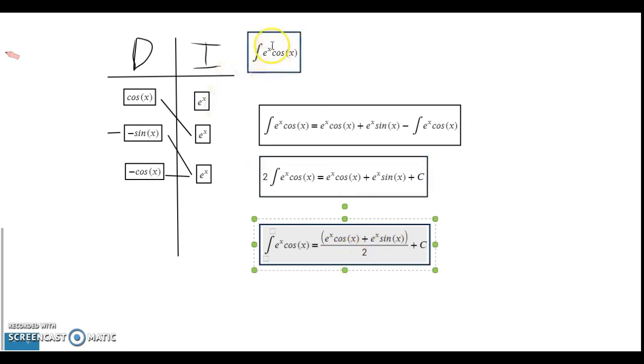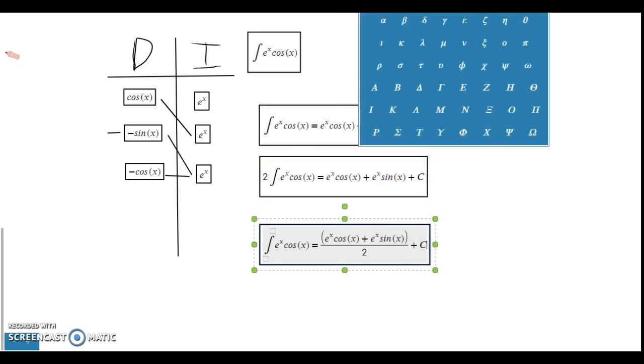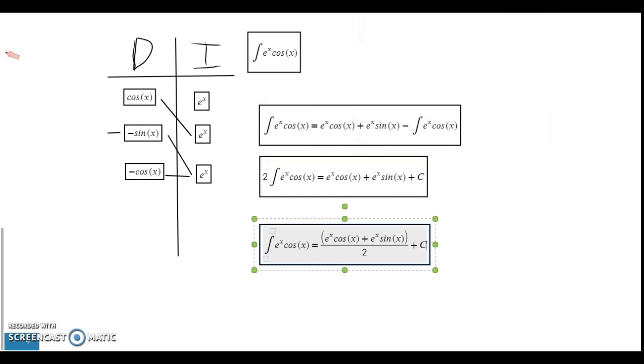So anything that repeats, like e to the x cosine of x, integrations like these, you need to know this little trick in order to solve for them. Other than that, all of them should be pretty straightforward. And I hope you're able to do integration by parts a lot easier now.